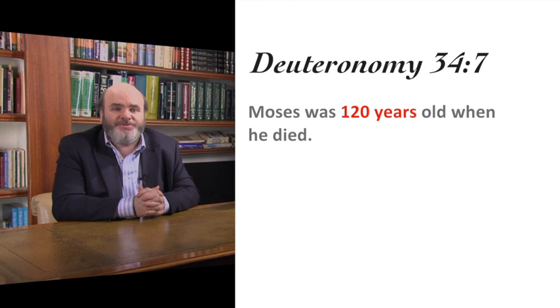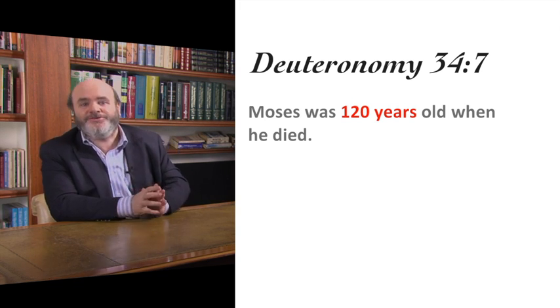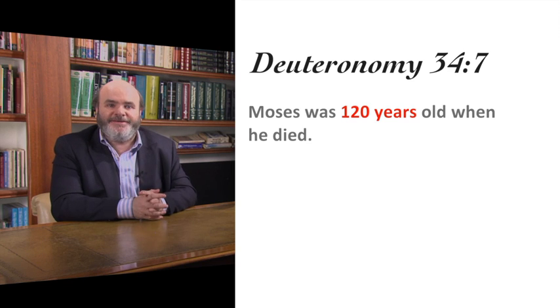Meanwhile, just as Israel had to wander in the wilderness for 40 years due to unbelief, so she has to wander in the wilderness of the nations for 2,000 years. Now, when Moses was 120, that's when he died. Deuteronomy 34:7 says, Moses was 120 years old when he died.